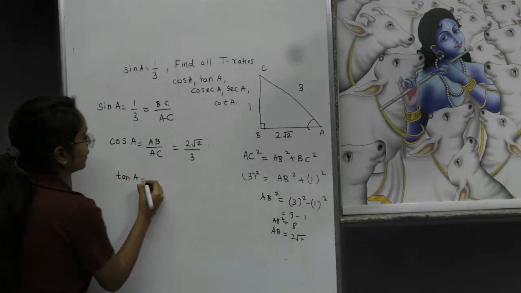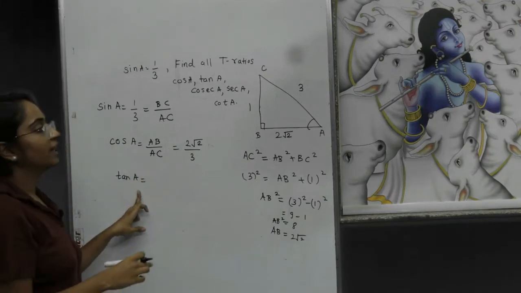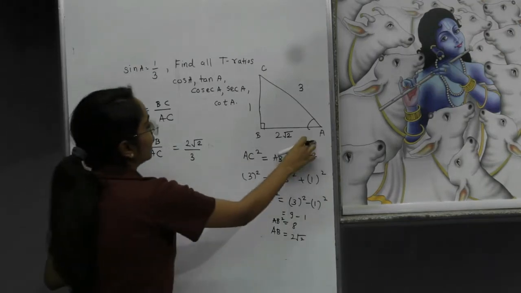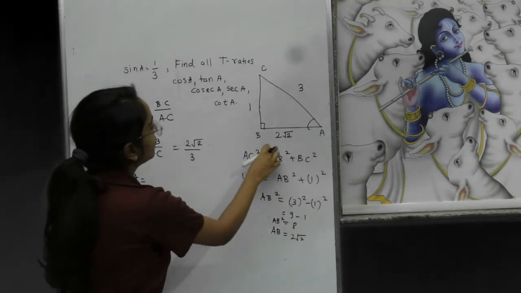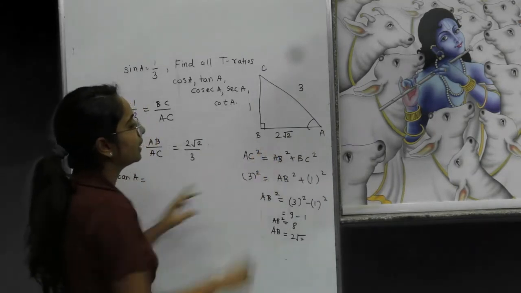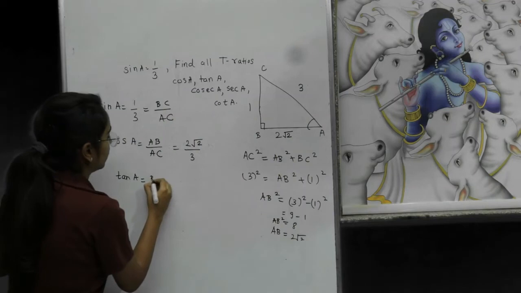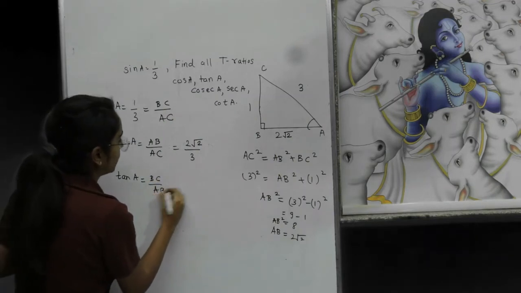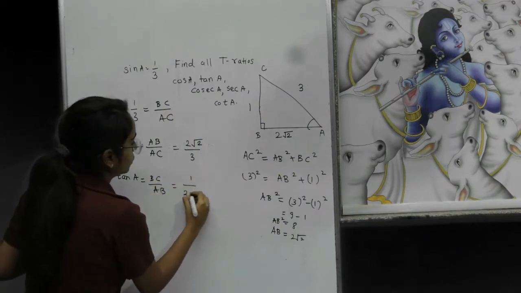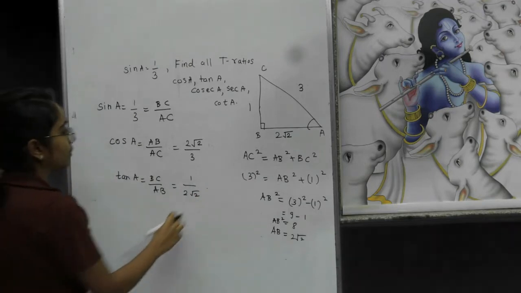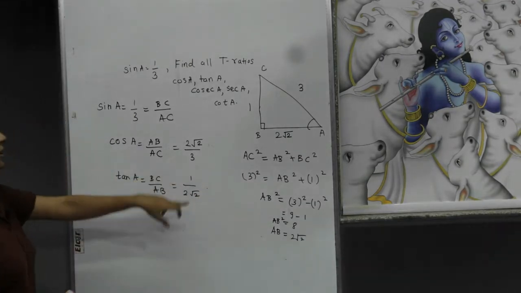Tan A: the formula for tan A is the side opposite to angle A, which is BC, over the side adjacent to angle A, which is AB. So we will write BC upon AB, which is 1 upon 2 root 2. So now we have the value of tan A also.